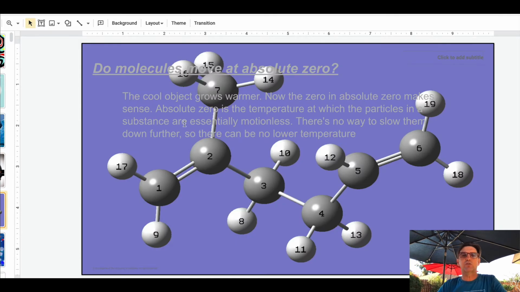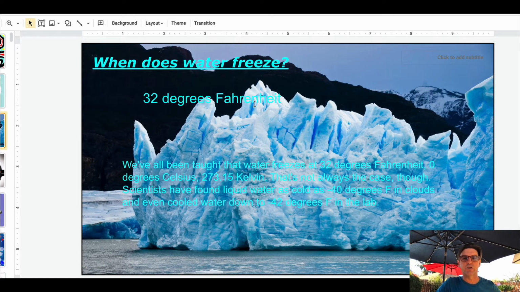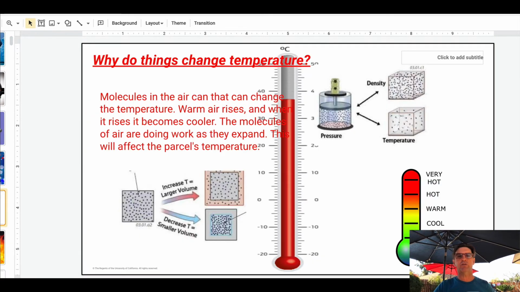Now he has, do molecules move at absolute 0? No. And he has an example. Good job. So this is bonus now. He has more than he needs, but this is what everybody should have. You should have this molecules from Monday. You should have your freezing and boiling from yesterday, and now we're to today. Thank you, Ezra, for your fabulous teaching tools.